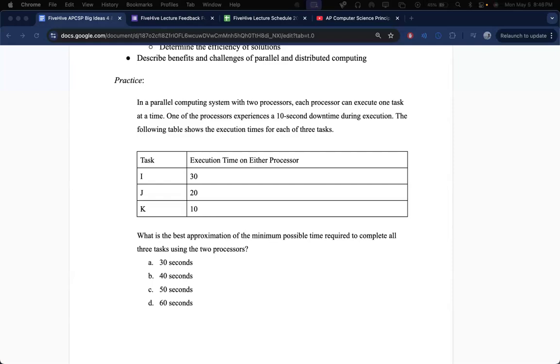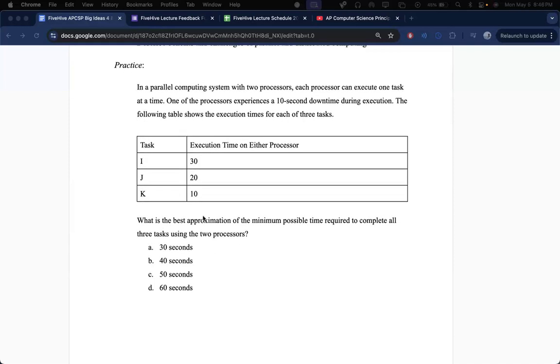Nope, great. So here is the question: in a parallel computing system with two processors, each processor can execute one task at a time. One of the processors experiences a 10-second downtime during execution, so we can decide which processor that's going to be. The following table shows the execution times for each of the three tasks: 30, 20, and 10. Which is the best approximation of the minimum possible time required to complete all three tasks using the two processors? So what do you guys think? Don't forget about this 10-second downtime as well.